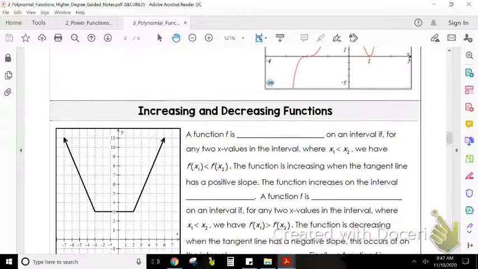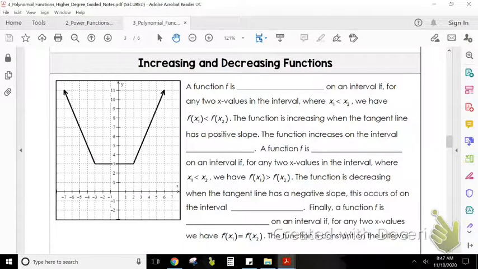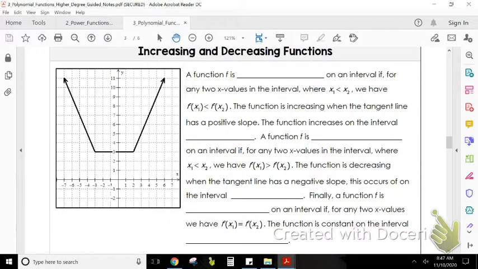All right, increasing and decreasing functions. We've already talked about these. So it says a function f is increasing. What does it mean to be increasing? You know what it means. It means as we read our graph from left to right, it's going up. This is just the technical definition. So it says a function f is increasing on an interval if for any 2 x values in the interval where the first one is less than the second one, we have the y of the first one is less than the y of the second one.